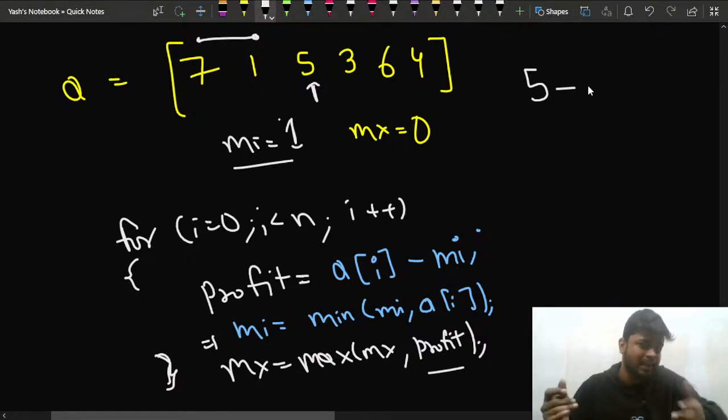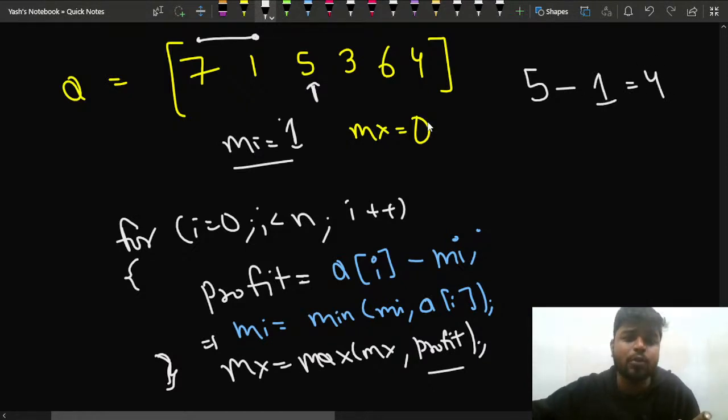I want the minimum cost price that I've seen up till now. So the minimum cost price is 1. So I'll say that okay, I'm getting a profit of 4. So instead of 0, the maximum profit that I could get is 4.